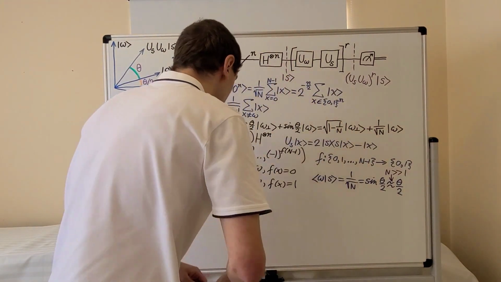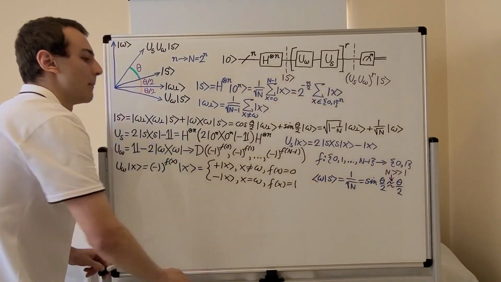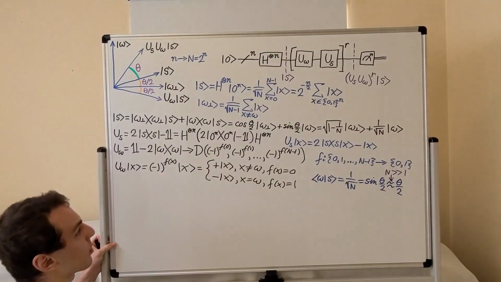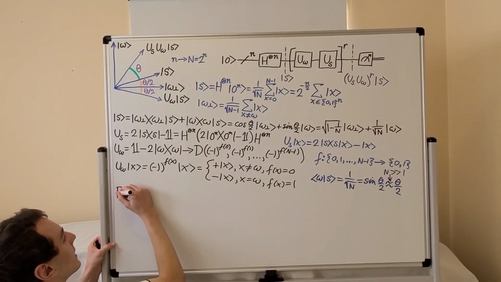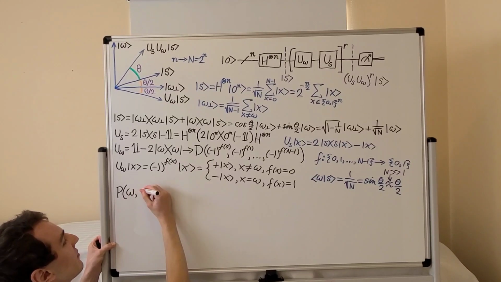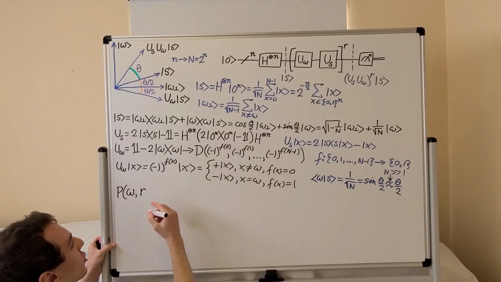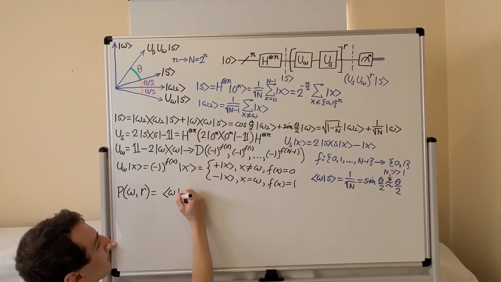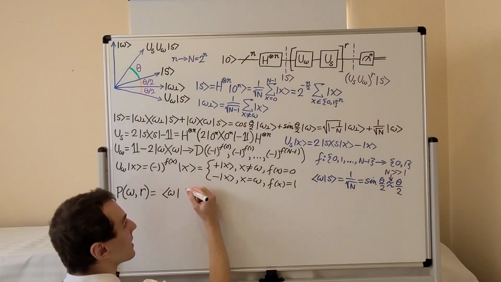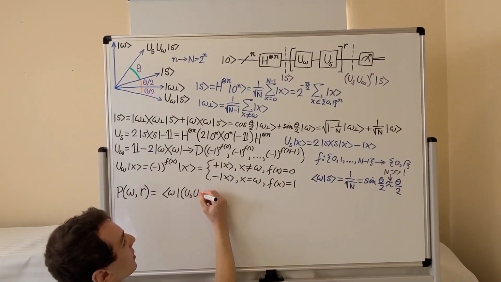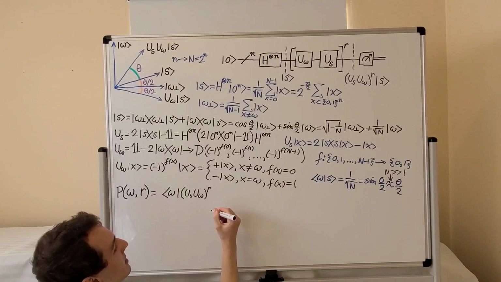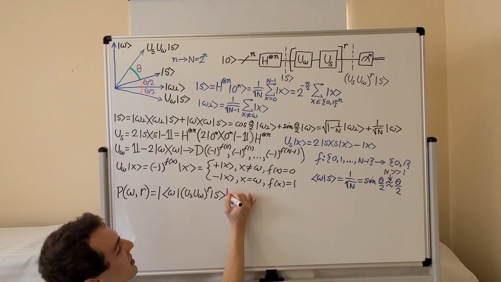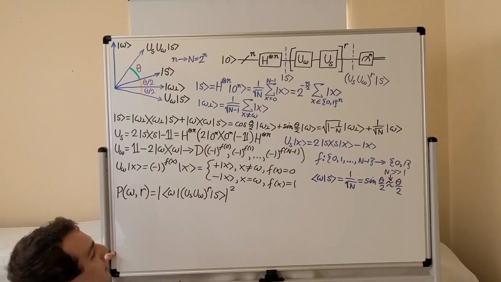That's an approximation. Now, what we want to do is maximize the probability of measuring omega. So we need to write down some probabilities. Let's try and understand these probabilities. So the probability of measuring omega, given r iterations of this Grover algorithm, that's going to be the inner product of omega with this final state. The final state has the form U s U omega applied r times to the state s. And because it's a probability, we have to take the absolute value squared of this inner product.